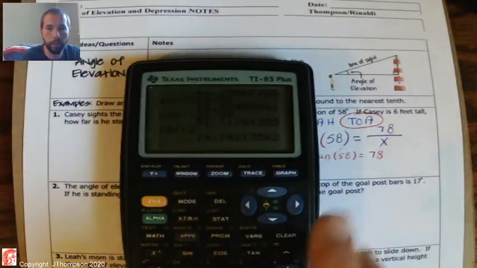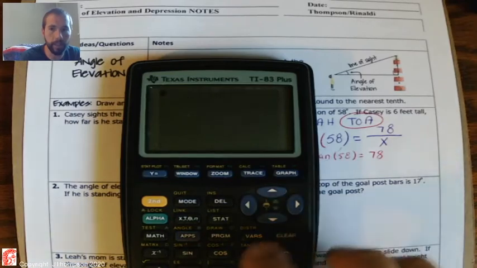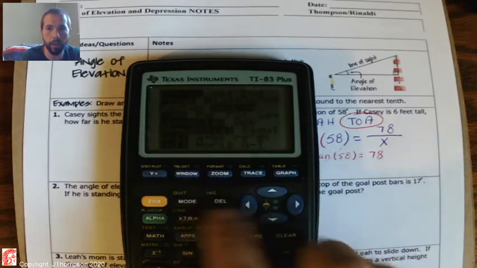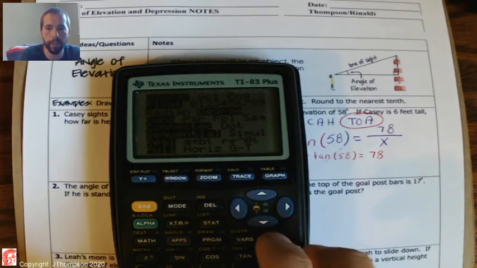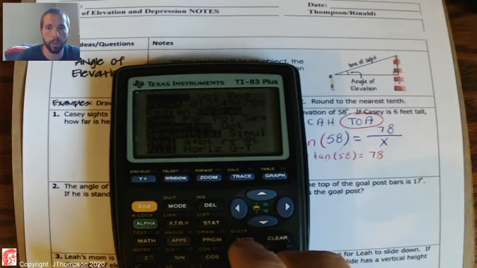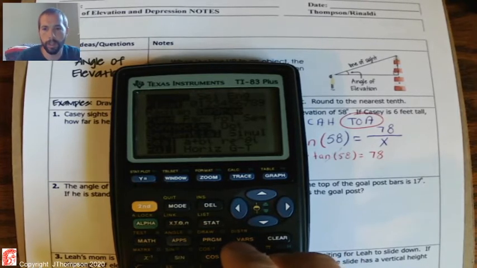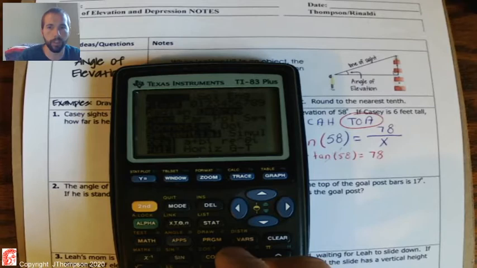One thing I want to remind you: when you are using any calculator, if you're using this calculator, you hit mode and then make sure that it's in degree mode. If you're using the Desmos calculator, you want to make sure it's in degree mode. Right above the number 7, it should say DEG for degree. If it's not in degree mode, just click that and put it in the right mode.